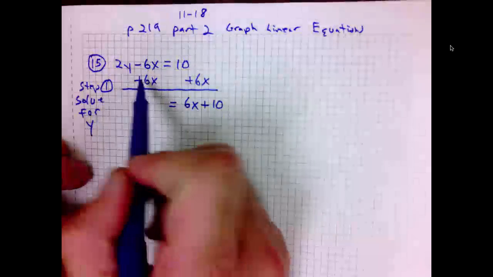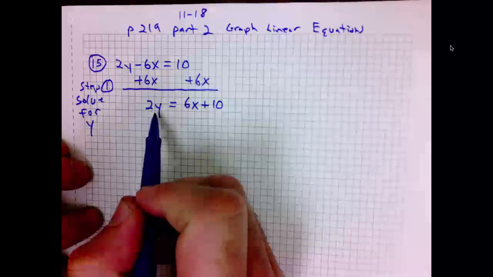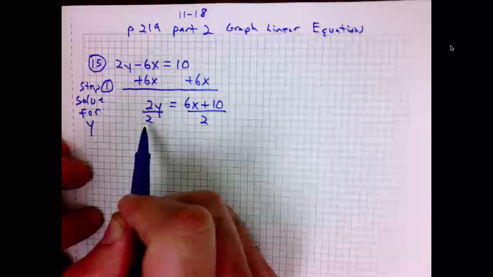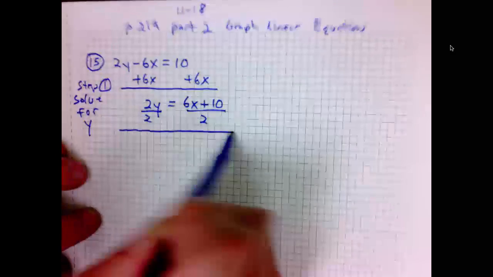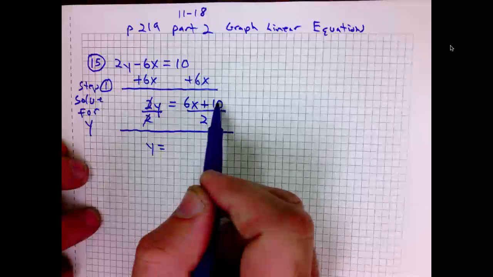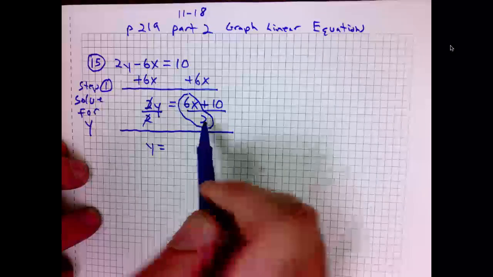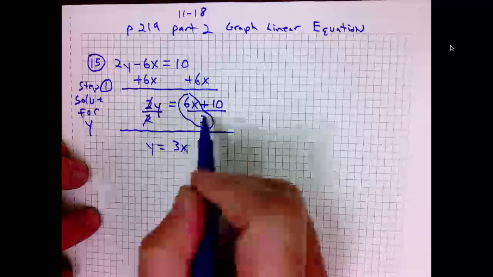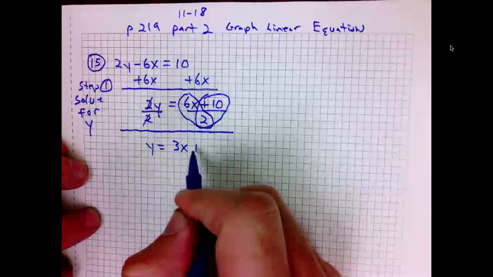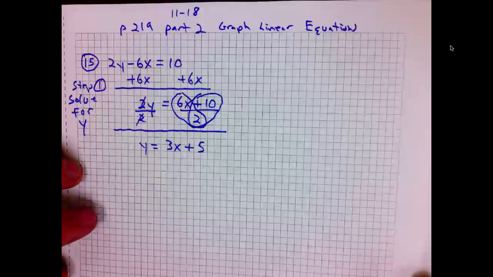The 6x cancels with the 6x to leave the 2y. Solving for y, I will now divide by 2 on both sides. 2 divides 2 to leave y. Taking each of these terms and individually dividing by 2. 6x divides by 2 to leave 3x. Plus 10 divided by 2 is plus 5. Now we are ready to graph.